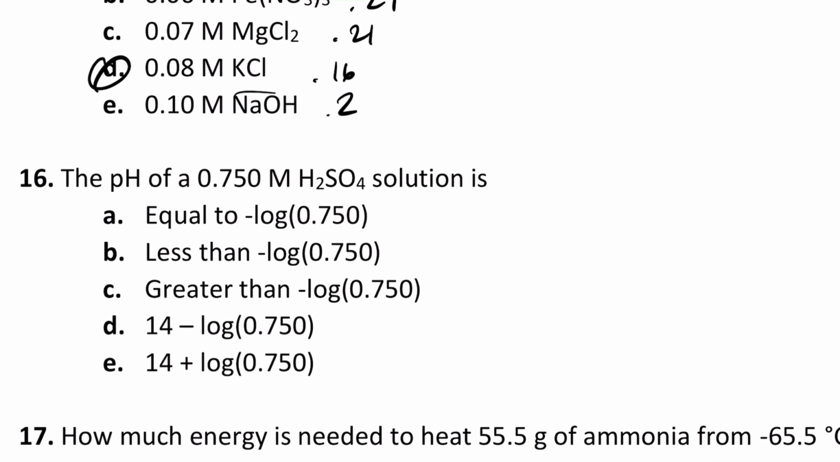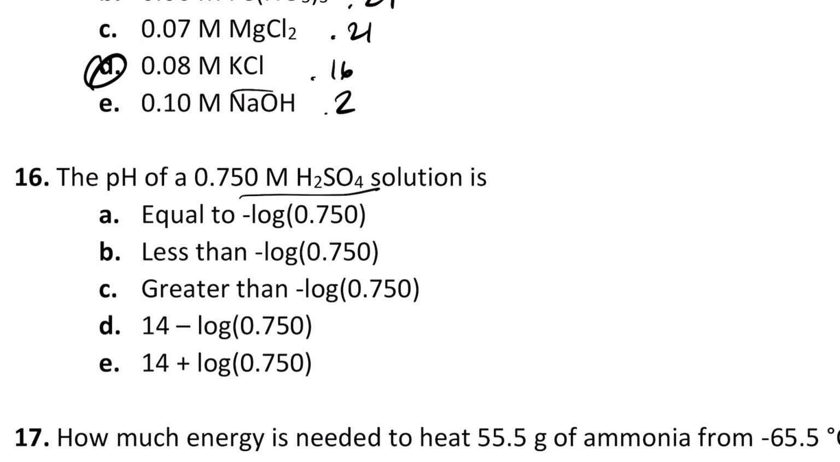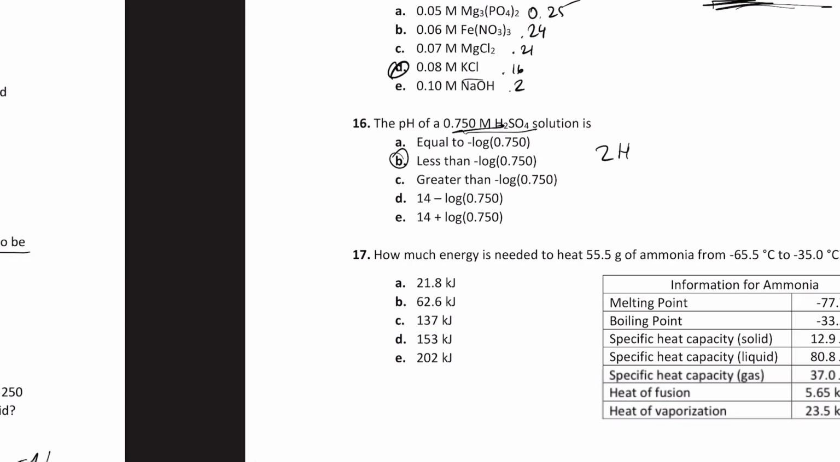The pH of this solution has to be, right? So negative log of this would be some number, okay? But you're also adding another H to this. So there's 2 H's. The second H in sulfuric acid is weaker than the first H. So that means that even then, it'd still be less. So it would be B. B is the right answer.